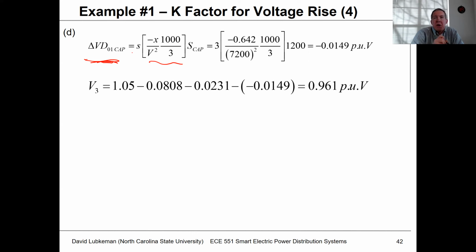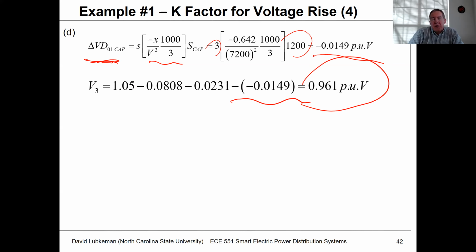And so in this case, you just substitute in for theta equal to minus 90 degrees. This gives us minus 0.642 times 1,000 divided by 7,200 squared times 3. You multiply by the line length, you multiply by the size of the capacitor bank, and this is going to give us a change due to adding the capacitor of minus 0.0149 per unit. And all we need to do is basically add this change in drop from 0 to 1 of minus 0.0149, and then we get the impact here at 3.